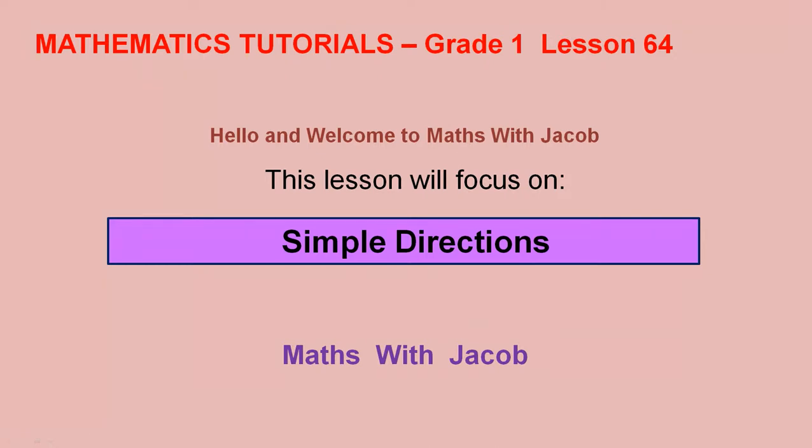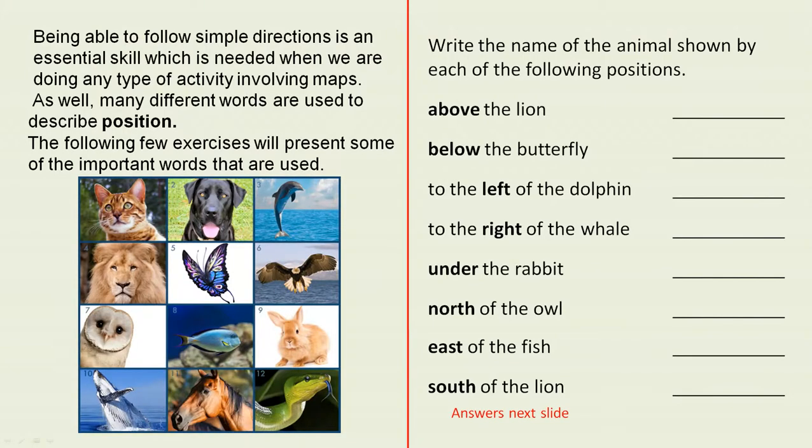This lesson will focus on simple directions. Being able to follow simple directions is an essential skill which is needed when we are doing any type of activity involving maps. As well, many different words are used to describe position, and we've seen some of those in the previous video. The following few exercises will present some of the important words that are used.